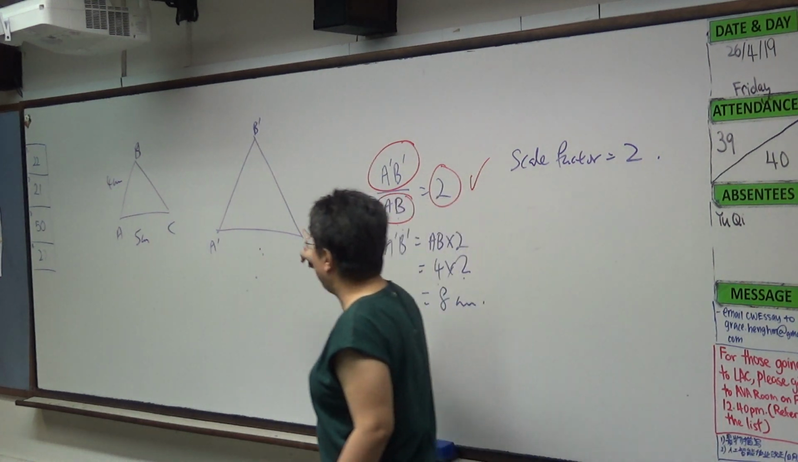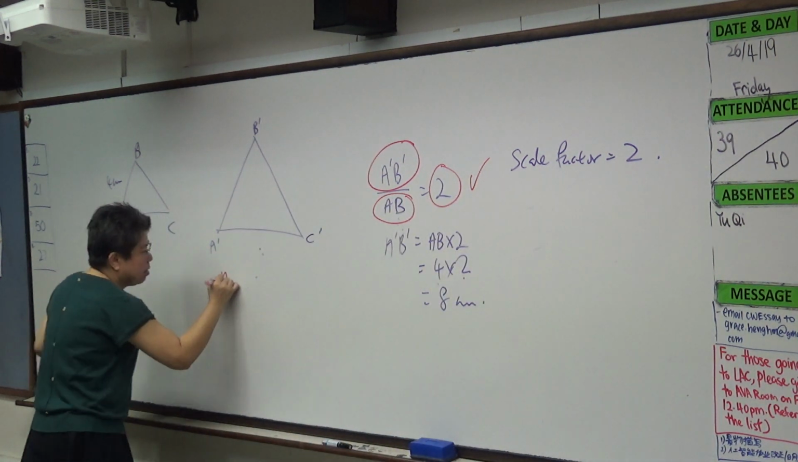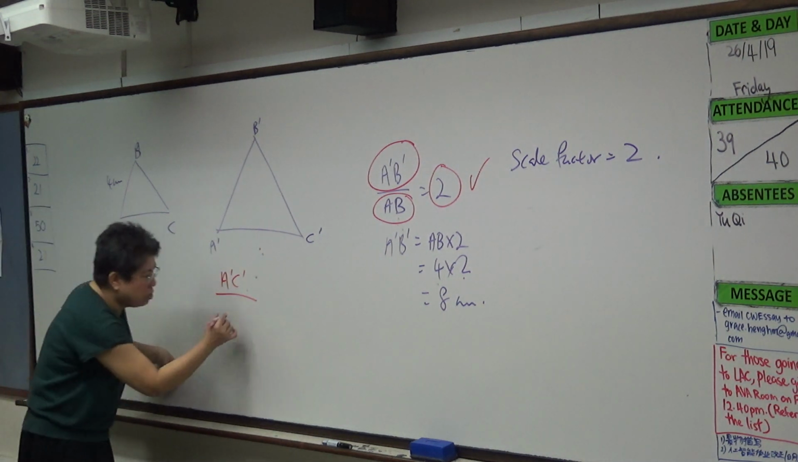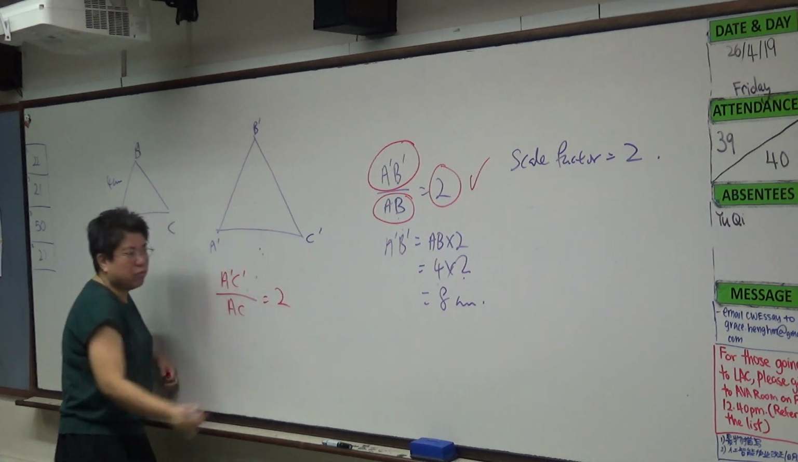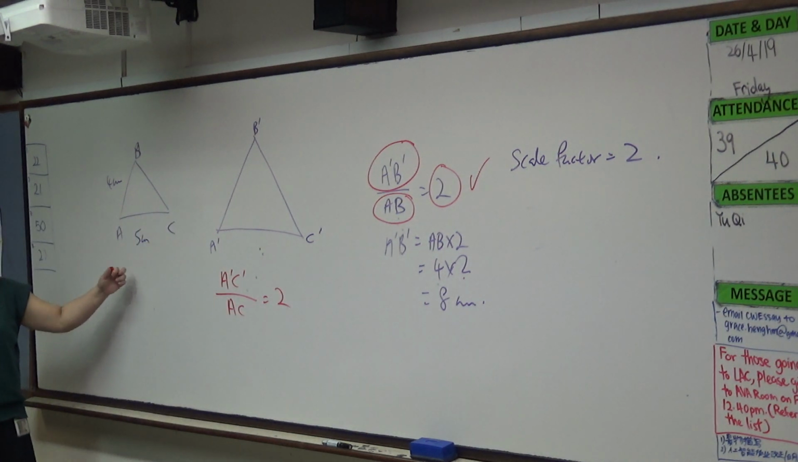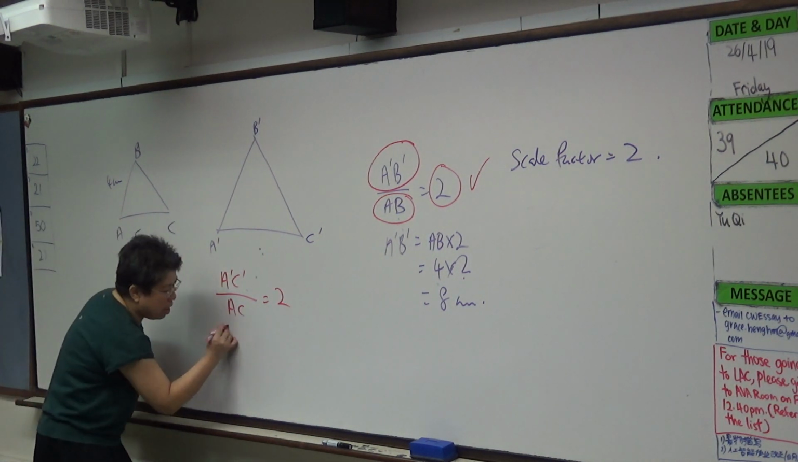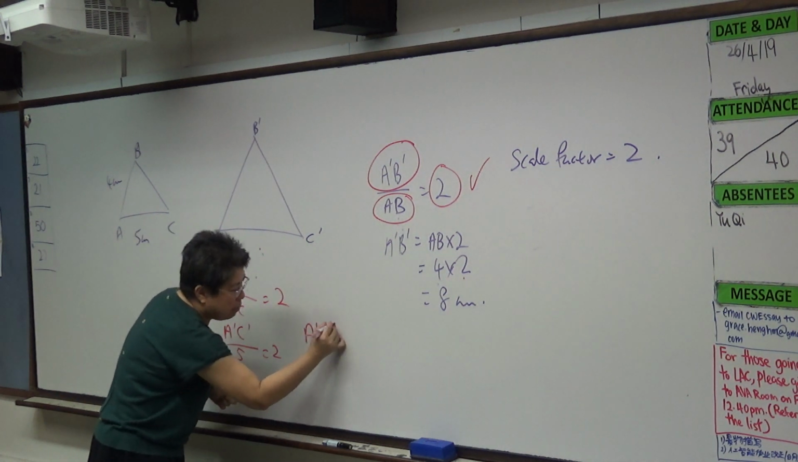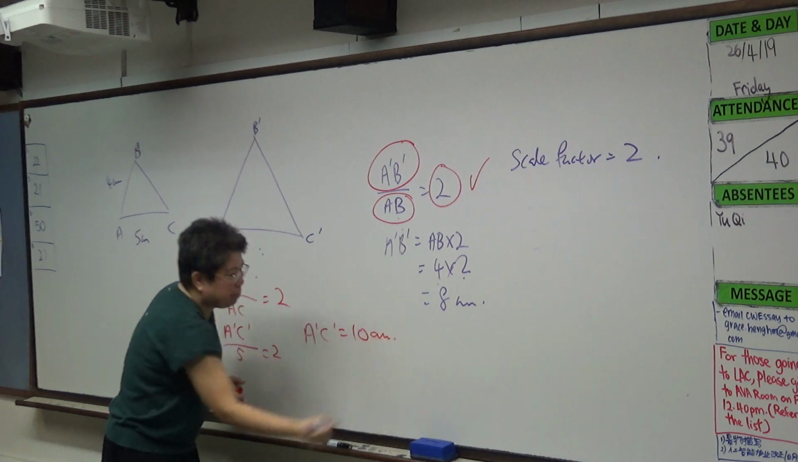Alright, now they want to find A prime C prime. So A prime C prime is actually over what? Original is AC, that is 2, right? But what is AC? 5. So A prime C prime over 5 is 2. So A prime C prime is actually 10.